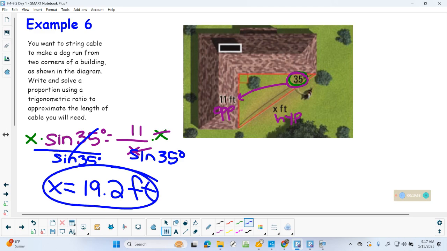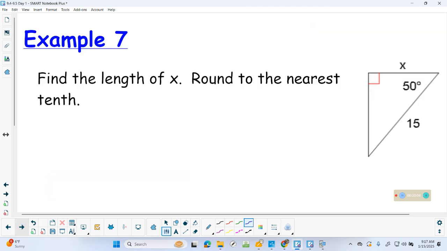Do this all day. All right, here we go. One more little triangle, and then we're going to talk some vocab. I promise you, I know the notes are kind of long today. They're shorter tomorrow. Find the length of x, round to the nearest tenth. Okay. So again, no special triangle. 50, 40, 90 is not something. So I'm going to use a trig ratio.